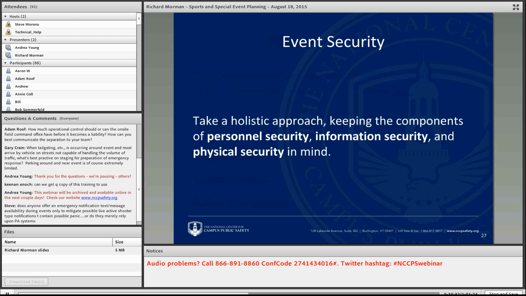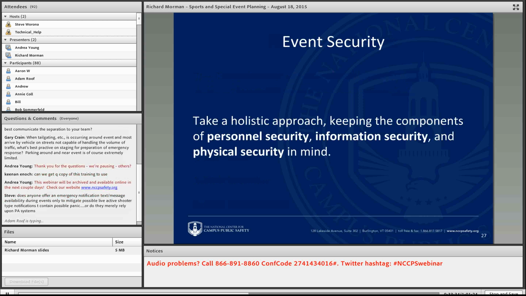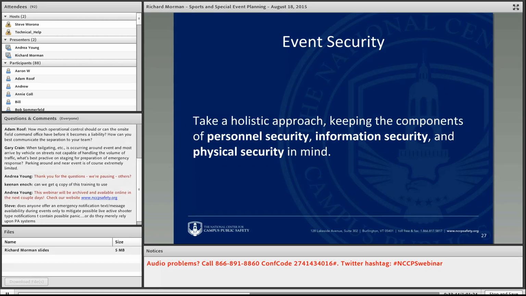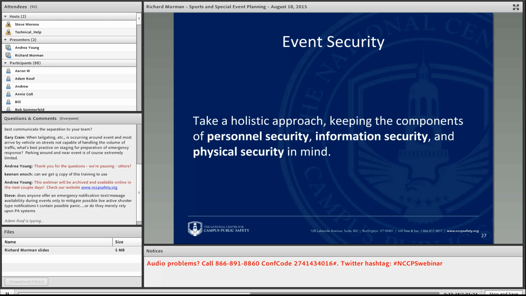Okay, so now we want to segue into event security. Once your risk management strategy has been developed, the event security plan is starting to take shape. And this plan should take a holistic approach, keeping in mind the components of personal security, meaning your staff, your event participants, and your spectators.